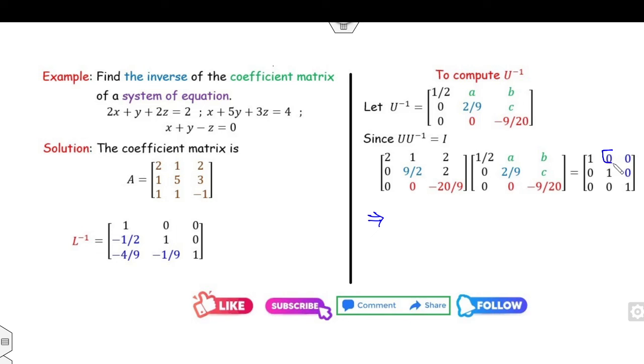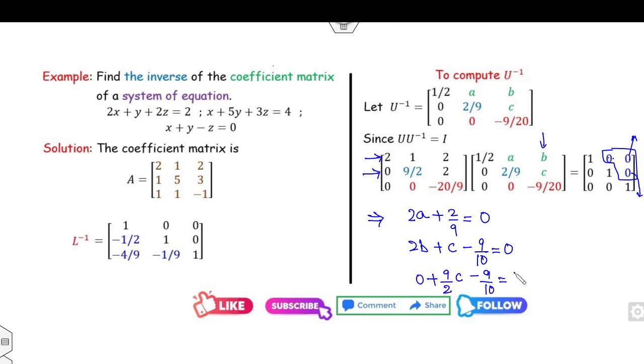You can see my target is to compare these three numbers. So what is the number of this? First row, second column: 2A plus 2 over 9 is equal to 0. This number is first row, third column: twice B plus C minus 9 over 10, which is 0. This element will be second row, third column: 0B, 9 over 2 into C, minus 9 over 10 is equal to 0.